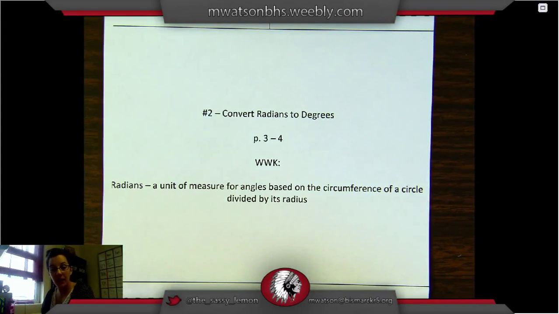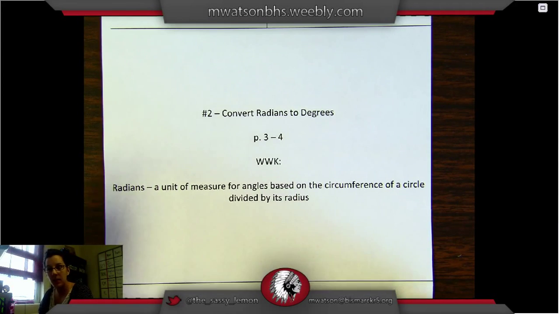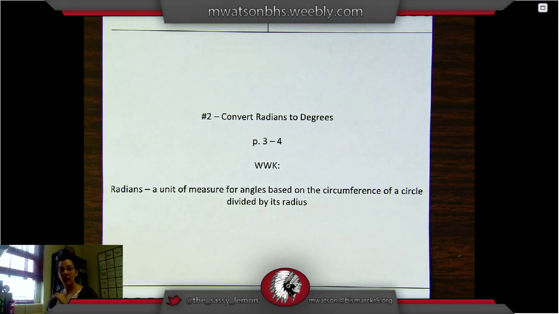Today's lesson, we're going to be talking about converting radians to degrees. And to get started, let's talk a little bit about radians. Radians are actually a unit of measure for angles that's based on the circumference of a circle divided by its radius. Now that's a mouthful right now, but let's back up a little bit and talk about where degrees came from.